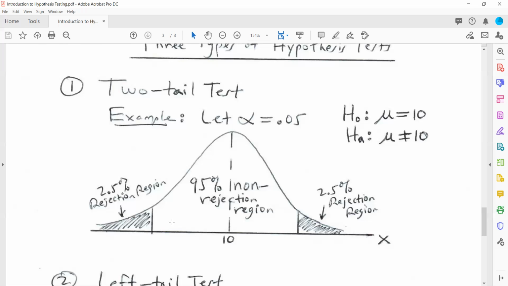If it's in this white area here, it means it's not sufficiently far away from the population mean. The sample mean is not sufficiently far away, and we're going to say we do not have enough evidence to reject. So this method I'm showing you here is called the rejection region method.